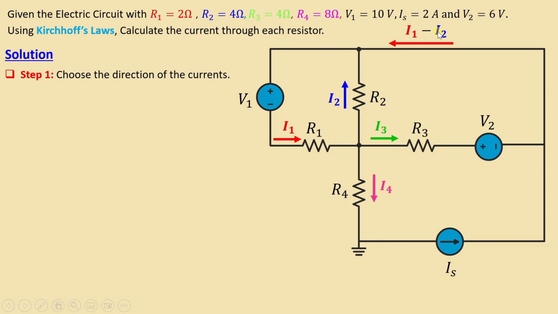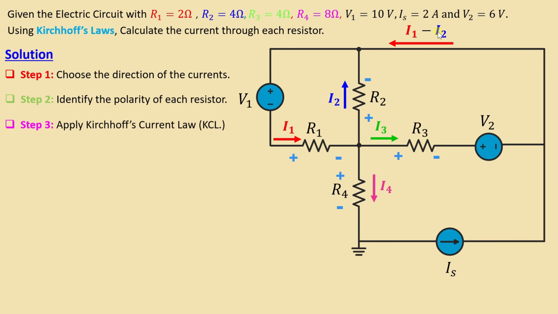After we finish step 1, we go to step 2, which is to identify the polarity of each resistor. We know that the current flows from the high potential to the low potential. That means this is positive and negative of R1, positive and negative of R2, positive and negative of R3, and positive and negative of R4.